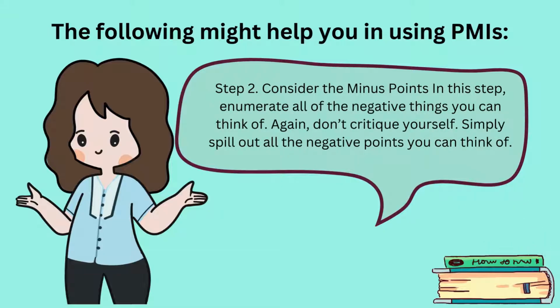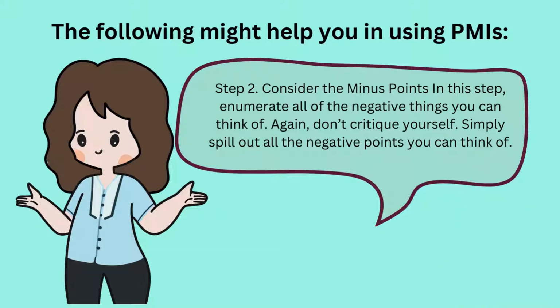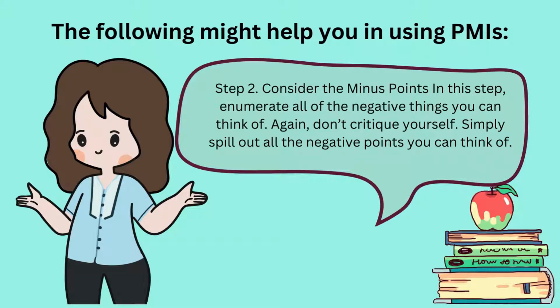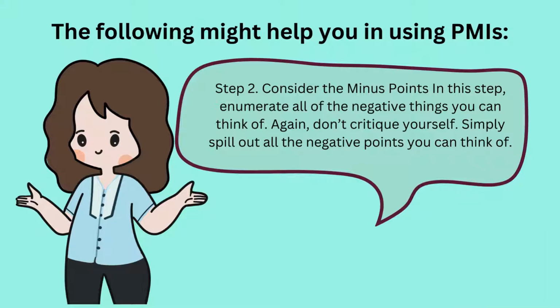Step 2. Consider the minus points. In this step, enumerate all of the negative things you can think of. Again, don't critique yourself. Simply spill out all the negative points you can think of.